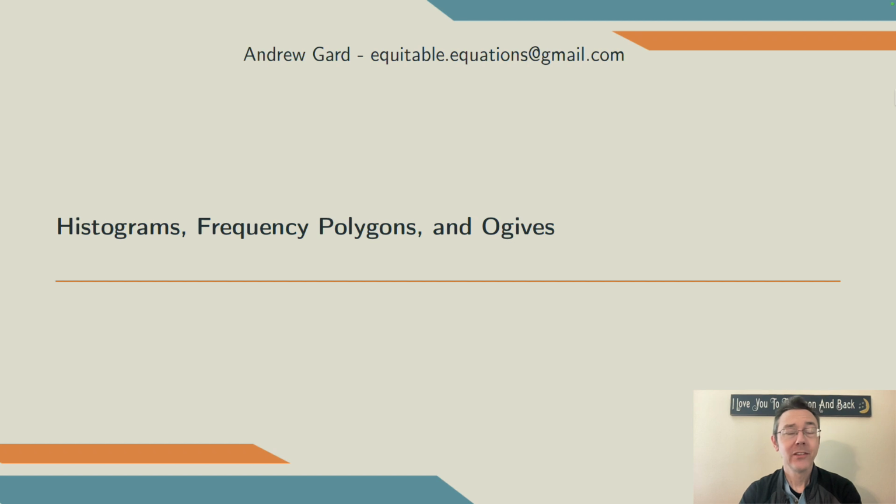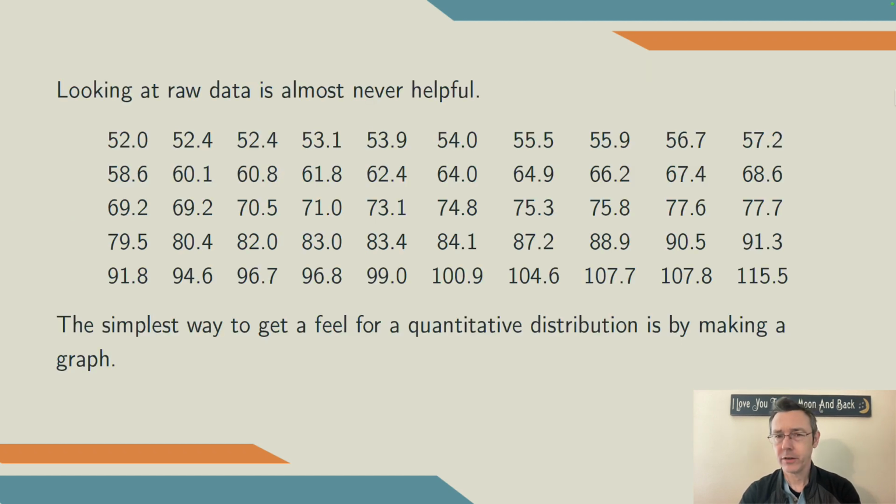Hey everybody. Today we're talking about single variable data visualizations with focus on histograms, frequency polygons, and ogives. The motivation here is that looking at a raw data set is almost never helpful. It's just a sort of wall of text. And the best way that you can get a feel for a quantitative distribution is by making a graph.